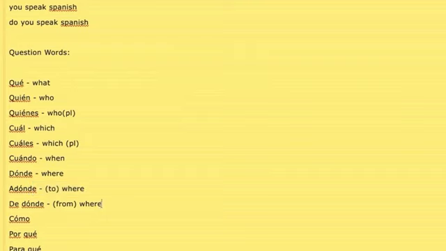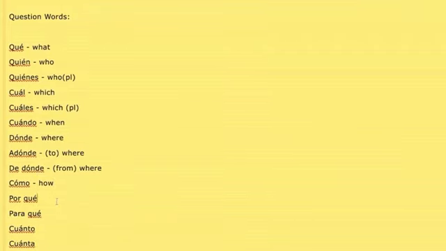Next, cómo, how. Por qué will mean why. Para qué means for what. Cuánto is going to mean how much. Cuánta also means how much, but when we're talking about feminine things.